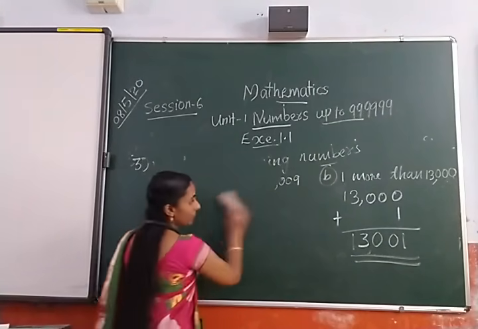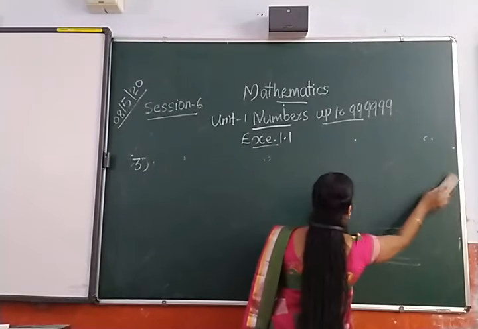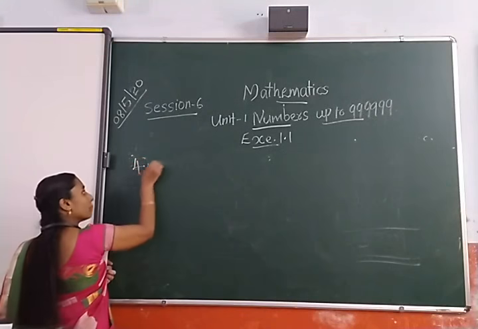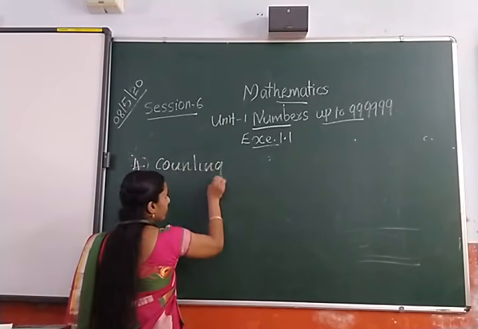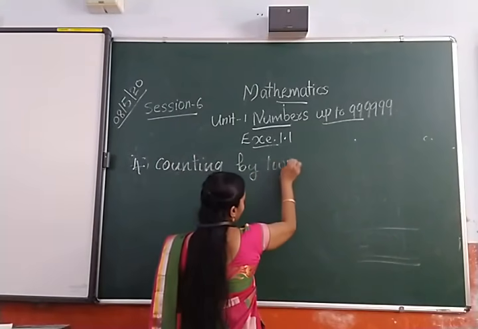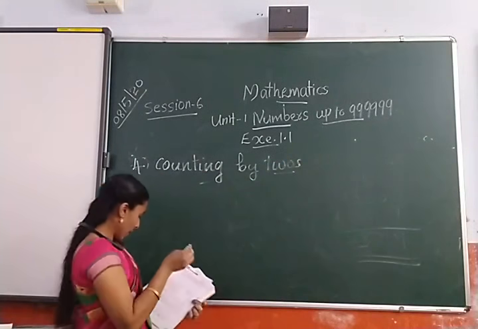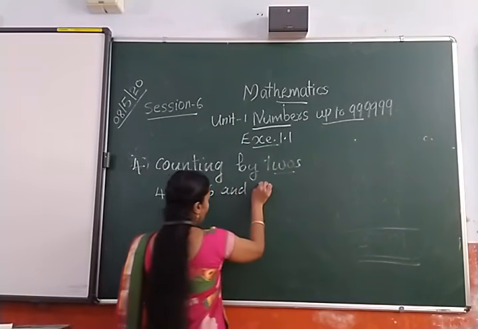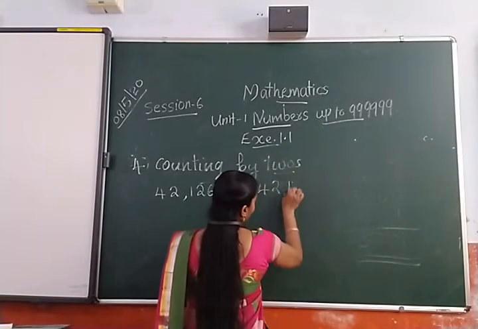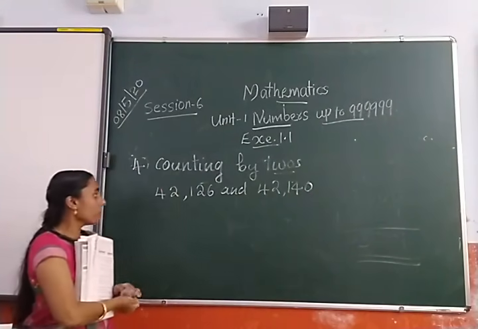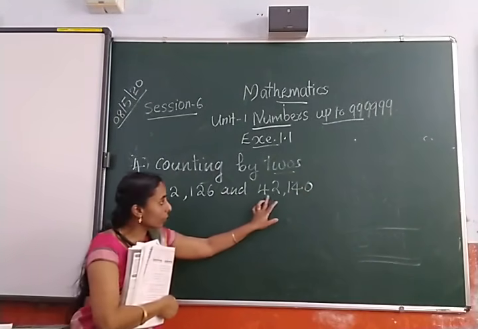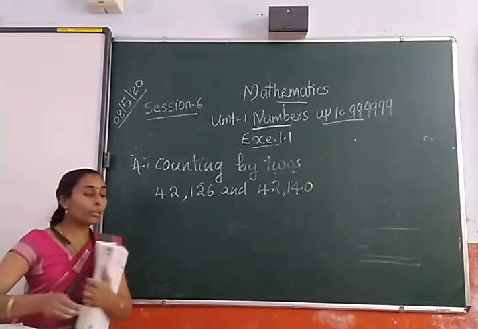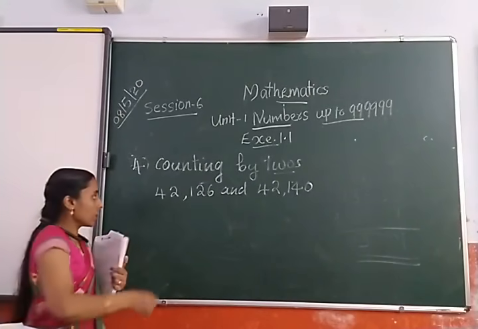Next we are going to write counting by 2's. Fourth question, counting by 2's. Here 42,126 and 42,140. We have to write the numbers between 42,126 and 42,140, counting by 2's. How can we write counting by 2's? For counting by 2's, only one place will change.